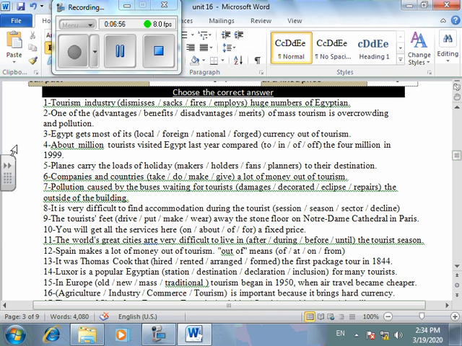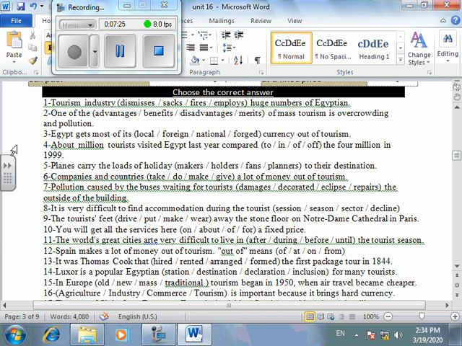Number eight, it is very difficult to find accommodation during the tourist season. Nine, the tourist feet wear away the stone floor on Notre Dame Cathedral in Paris. Wear away or eat away. Ten, you will get all the services here at a fixed price. So there is something wrong in the sentence. It should be at a fixed price.